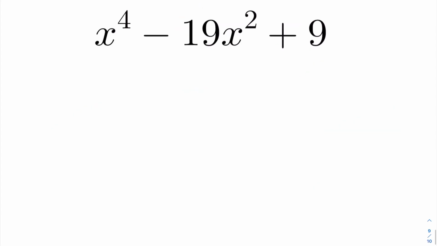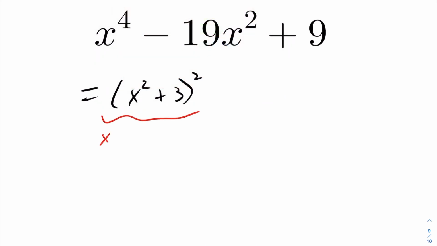And the next example here, same idea. This is a perfect square, and this is a perfect square, and again, it would be ideal if we had the following equality. This was equal to x squared plus 3, quantity squared. But again, when I expand this out, you're going to end up generating a 6x squared plus 9. I do not want a 6x squared. I want a minus 19x squared.